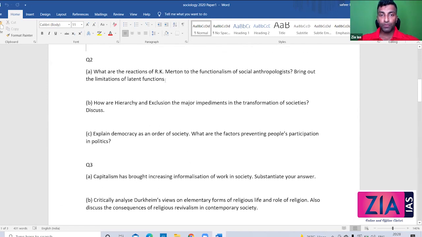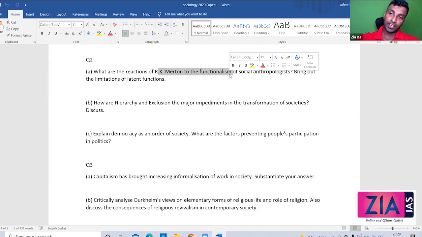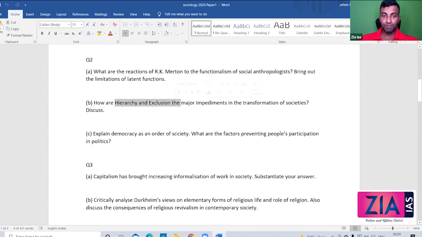But why I'm going for Merton is because I can talk about all functionalism then. Okay, I can talk about Comte, Spencer, Radcliffe-Brown, Malinowski, Durkheim, Parsons, their approaches, their criticism, Merton's postulates, then latent function. A lot of content is there. This is a direct from stratification, and democracy is a general question. Guys, I will go for this.